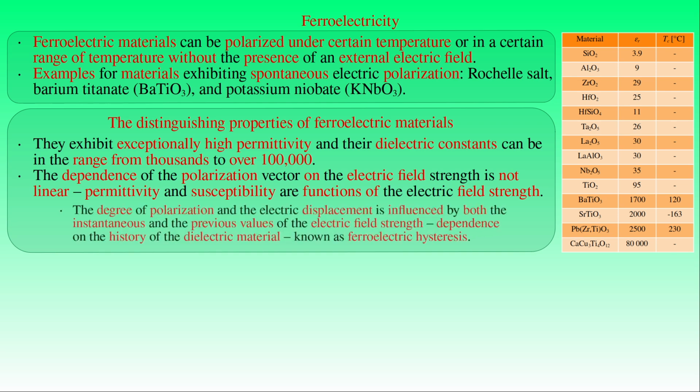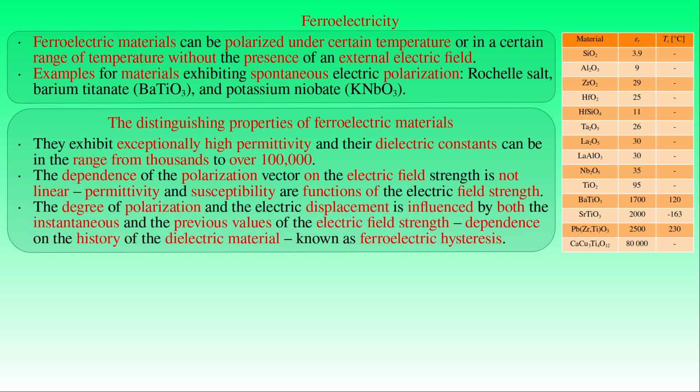If we change the magnitude of the electric field strength, then the degree of polarization and hence the value of the electric displacement at a given moment in time is influenced not only by the instantaneous value of the field strength but also its previous values, that is, the polarization and the electric displacement in a ferroelectric material depend on its history. This phenomenon is known as ferroelectric hysteresis.